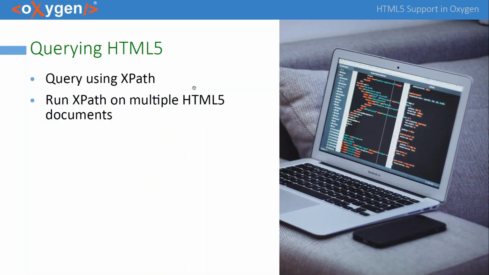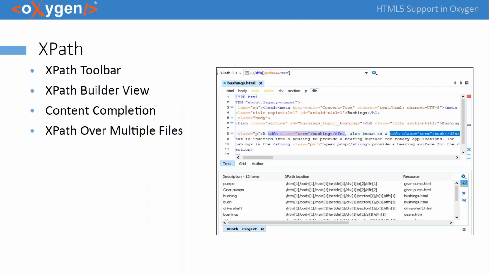We also added support to query HTML5 documents, so you can query them using XPath, and you can run it on multiple files, on an entire project. For this, you can use the XPath toolbar or the XPath Builder view. We also provide content completion, so we provide the elements and attributes from the document, so we can easily create the XPath expression, and also the XPath functions that can be used.